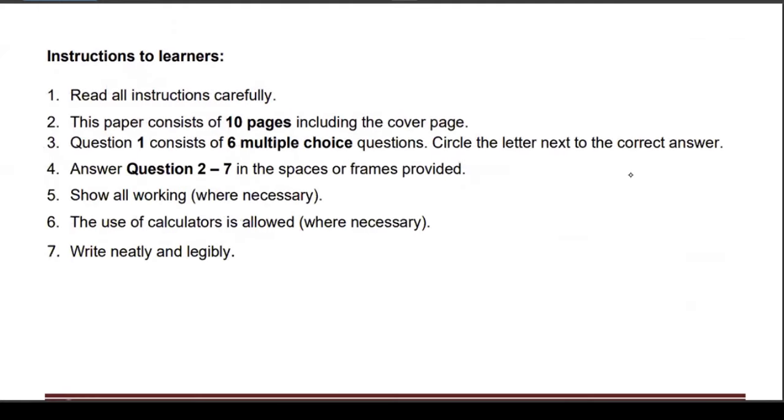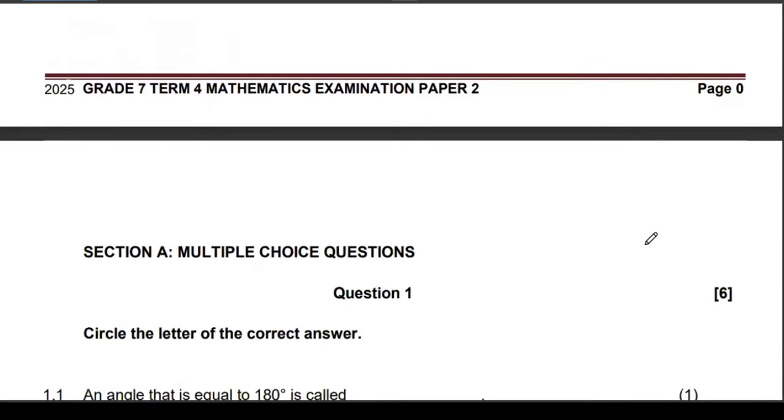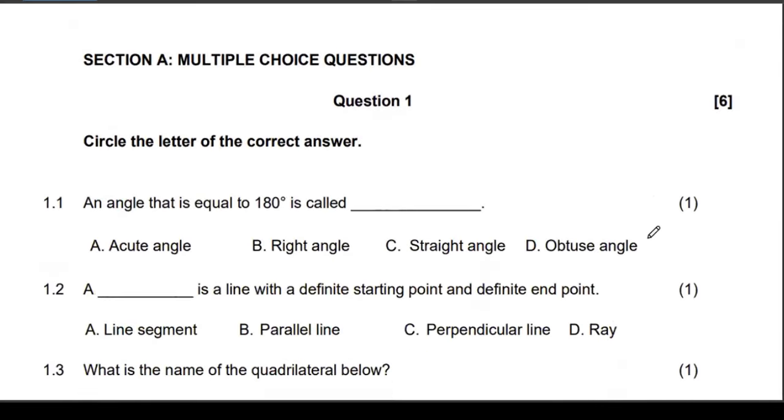Instructions: read all the instructions carefully. We have 10 pages, including the cover page. We have 6 MCQs. Circle the letter next to the correct answer. Then for questions 2 to 7, we must use the spaces and show all the workings. The use of a calculator is allowed. Write neatly and legibly. All right, question number 1, which is section A.